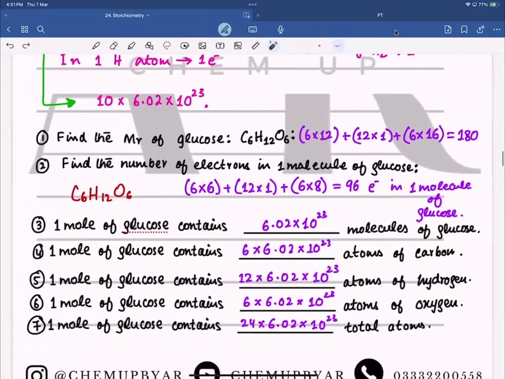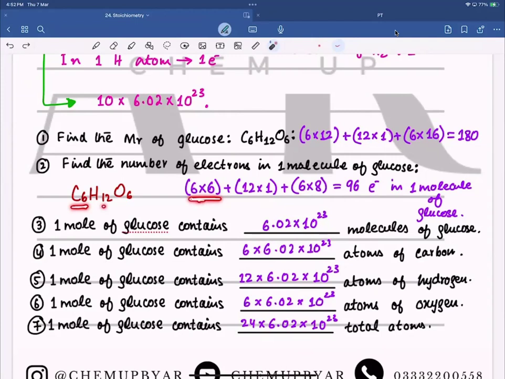Sir, please explain the second one again. This one? No, the second one from above. You have to find the number of electrons in each atom. So carbon contains 6 electrons. There are how many carbons? 6. So 6 times 6 gives me the number of electrons of all the carbon atoms in a molecule.